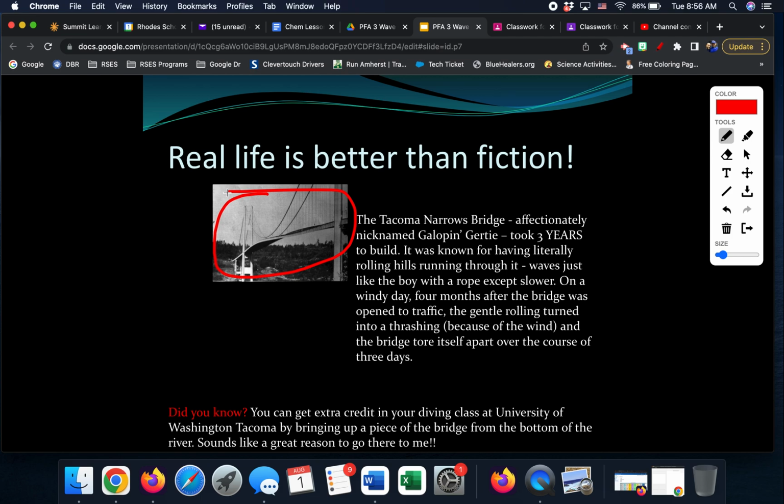And there's actually a class in college out there where it's a diving class. You can take how to dive underwater, that if you go down to this river and bring up a piece of this old bridge, you get extra credit for it.